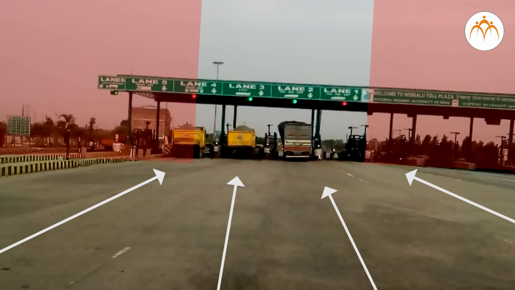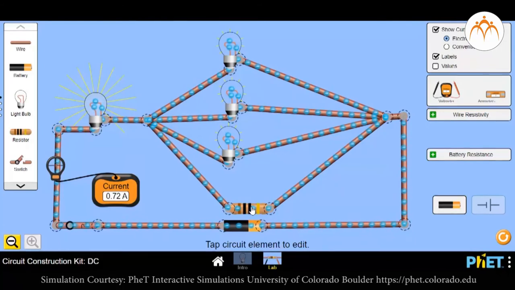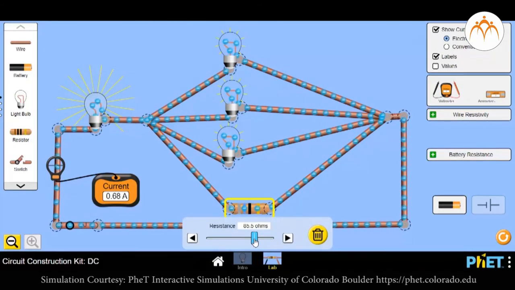When more gates are opened, fewer cars stop at a time near that toll junction. We can say that the resistance of the overall highway to the movement of those cars has decreased when we increase the number of branches, that is, the number of toll gates. Adding one more resistance in a separate branch has the unexpected result of decreasing the overall resistance.